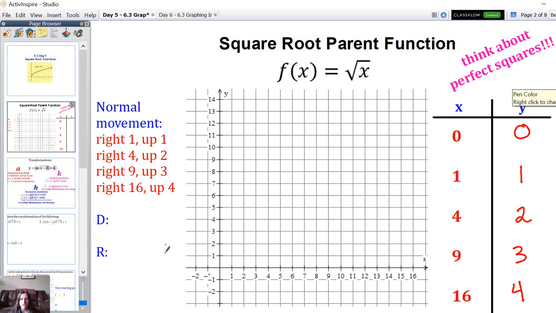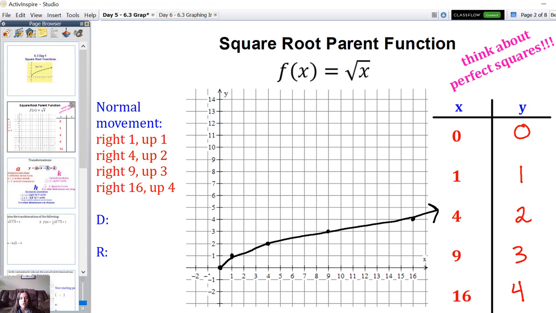Let's go ahead and plot those points. We've got (0, 0), (1, 1). Then our next x value is 4, and we go up to 2, then (9, 3), and (16, 4). And when we put all of those together, here's what our graph looks like.